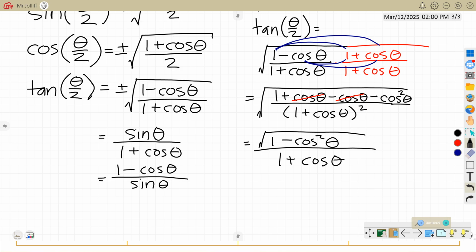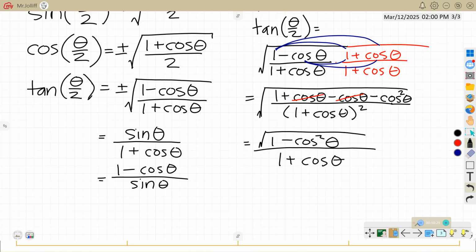What do I want on top of my fraction? I want a sine. Yay. It would be nice if you guys talked to me. Yes, I want a sine function. The question is, how can I turn a 1 minus cos squared into a sine? We have an identity for that.